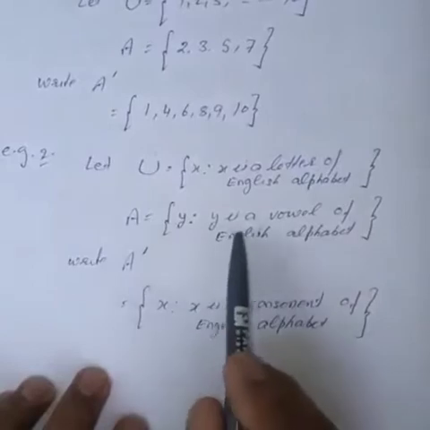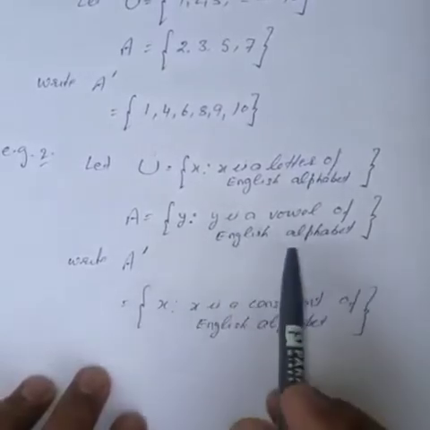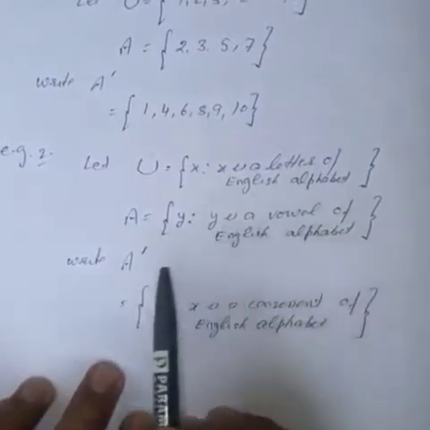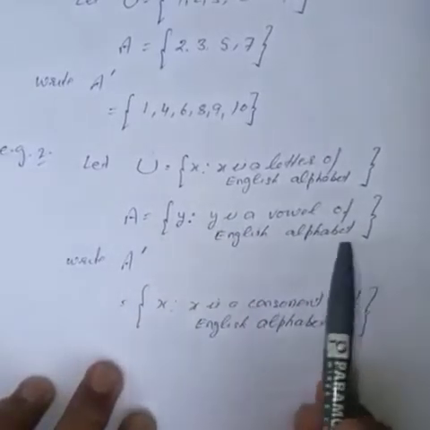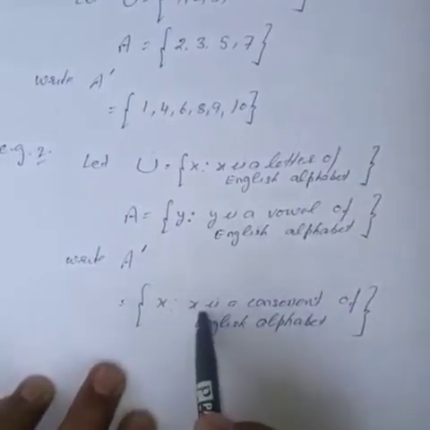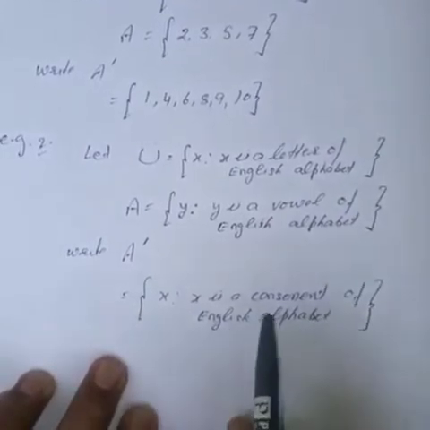So it means we have to write down all consonants, because we know that English alphabets are a combination of vowels and consonants. So complement of A is a set of all X where X is a consonant of the English alphabet. I hope it is clear to you.